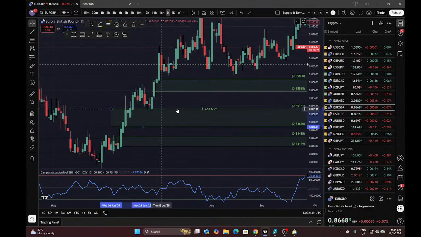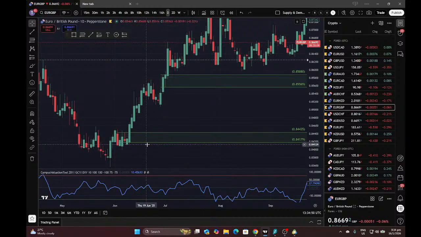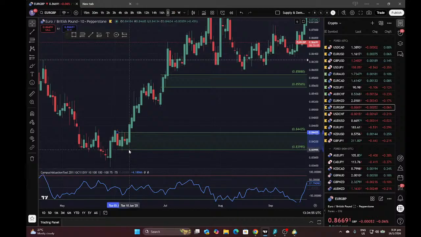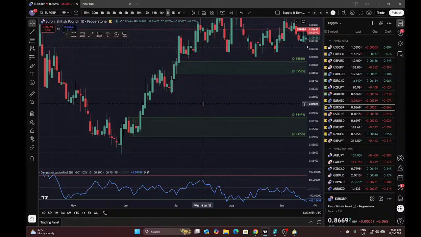Then the next evaluation is this zone. This zone has already been mitigated, so it's not a valid zone anymore. Then comes the last one, this zone. This zone has one thing that I probably don't, sorry, it's actually another demand zone. Okay, so among these, this will be the zone that I would put my trade on.